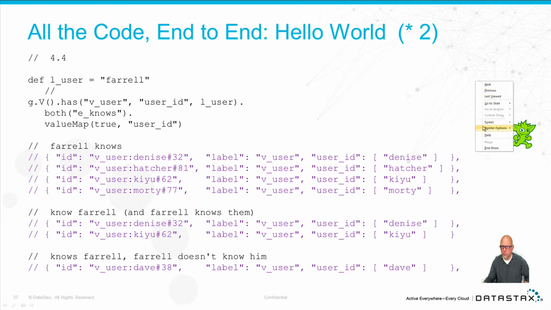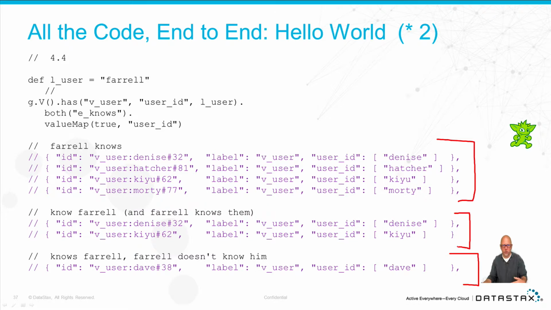So if we just did an out from user knows to user, I would get these 4 rows. If I did just an in, I would get Dave, because Dave knows Farrell, but Farrell doesn't know Dave. And as a result of both, I also get a common list of data. Denise knows Dan, Q knows Dan, Farrell, and Farrell knows them also. So both will give me data.